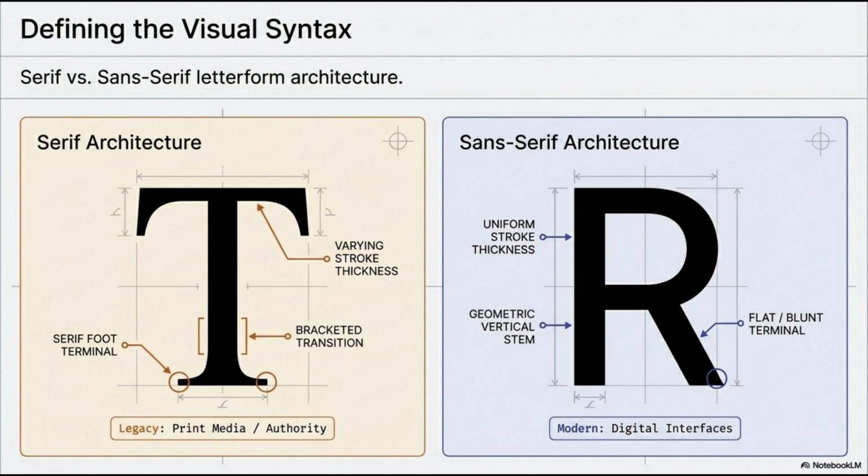Yeah, defined by clean, uniform, straight lines. And here's where it gets really interesting. For web applications in 2026, the source dictates a very clear standard. Sans-serif is the undisputed default. And that standard exists for a deeply technical reason. It involves how screens render graphics. Because displays are fundamentally grids of square pixels.